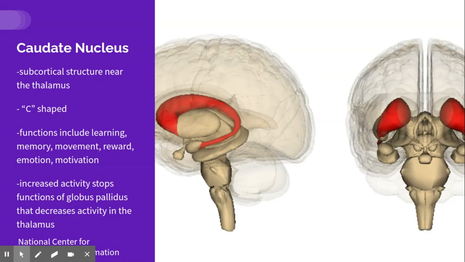People with OCD who have dysfunctions in the caudate nucleus will have increased activity in that area, and it will stop functions of the globus pallidus, which then decreases activity in the thalamus. People who have dysfunctions in the caudate nucleus also include people who have mental disorders like Parkinson's disease, ADHD, bipolar disorder, and schizophrenia. One important thing to mention about the caudate nucleus is that it is involved in association learning, which means that it connects visual images to motor responses and learning.